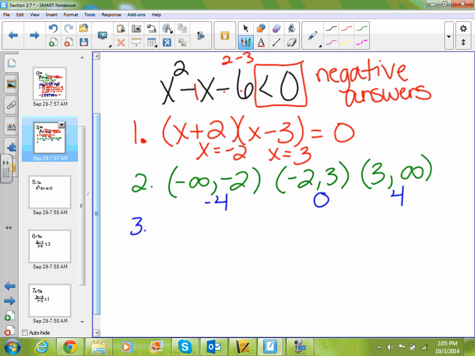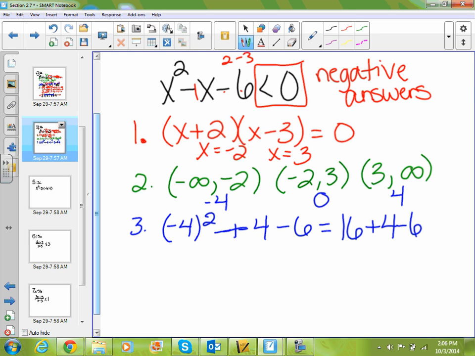So I'm going to plug those into my inequality. So I get -4 squared minus -4 minus 6. Well, this minus a negative becomes a plus. -4 squared is 16. So I get 16 plus 4 minus 6, which gives me what? 14. Okay, so I know that's positive, right? And we're looking for negative answers. 14 is not less than 0, right? So we don't care about that interval.